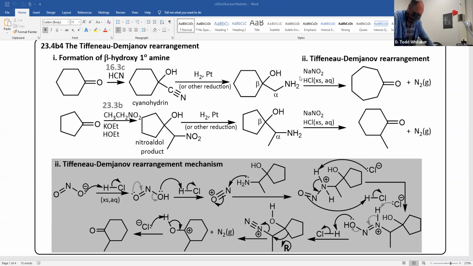Another way to set up a beta hydroxyamine is to use a nitroalkane and a base and do this to make a nitroaldol product. There was a name on this one too, and it was kind of a nice name. There was some French in it.